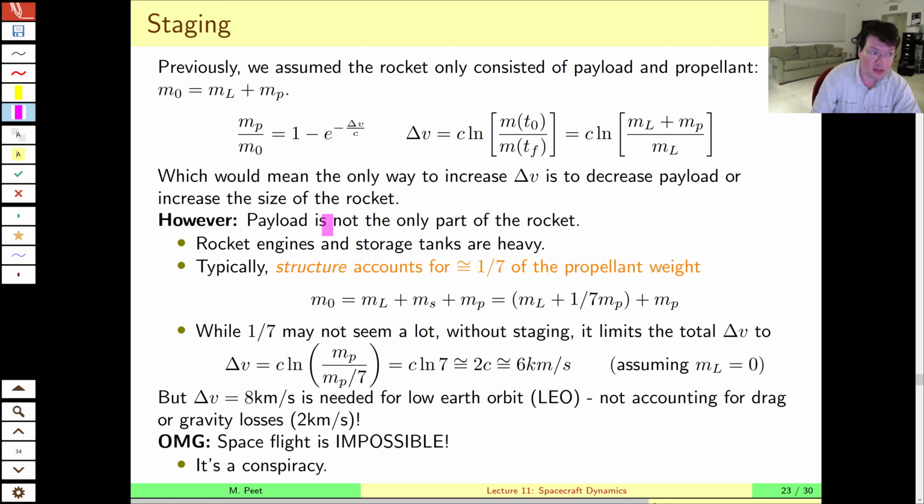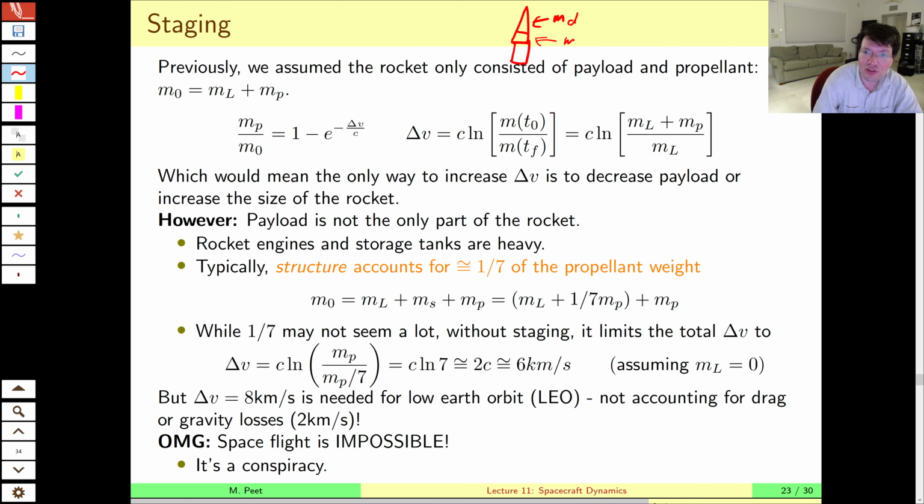So let's see. Here we go. Let's draw a little picture. Let's consider, for example, the limitations of a single stage rocket. So we had a rocket diagram here, which we had a payload. Actually, I'm going to call it MD in my eraser. Go, MD.